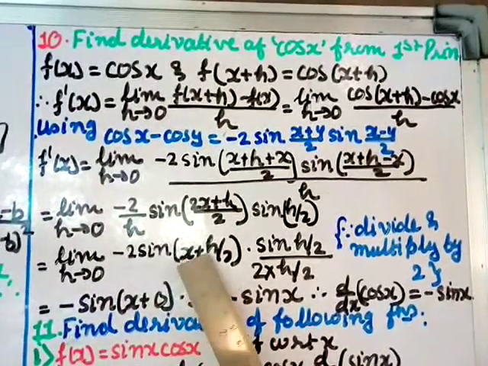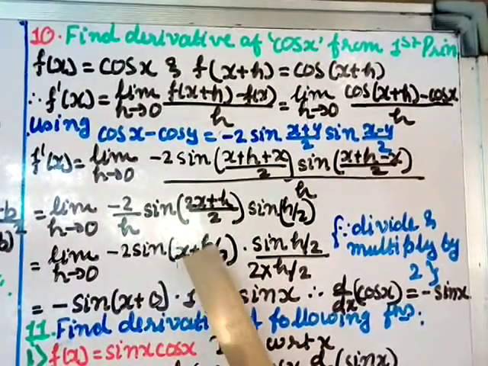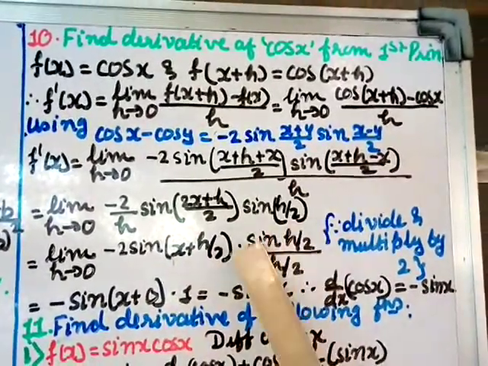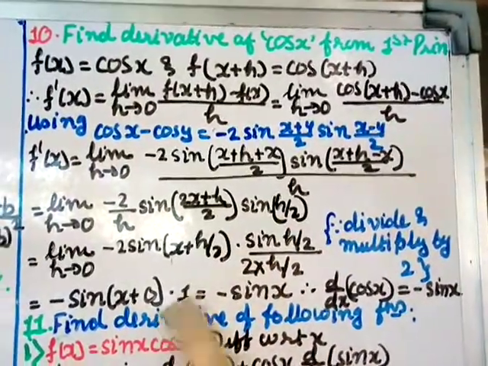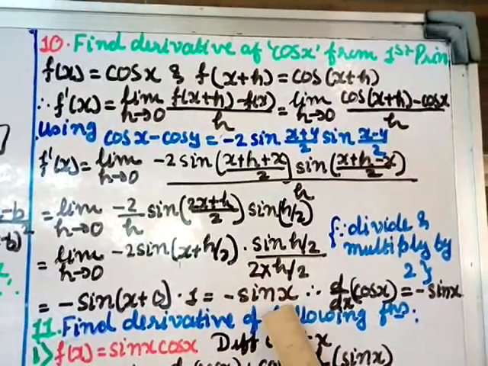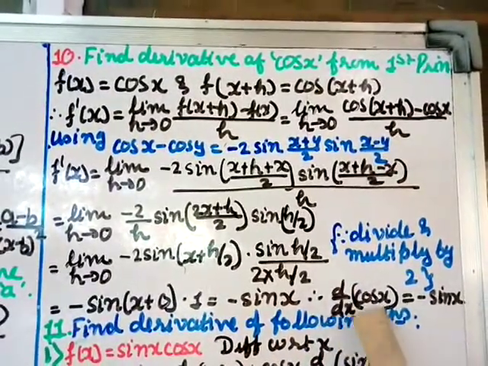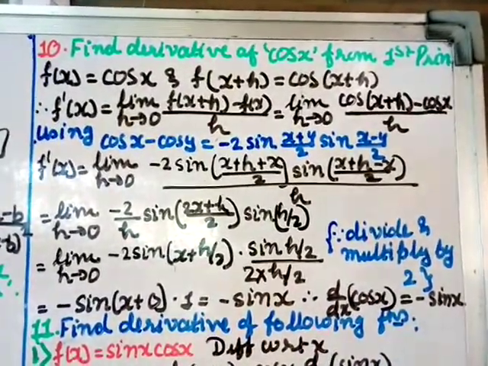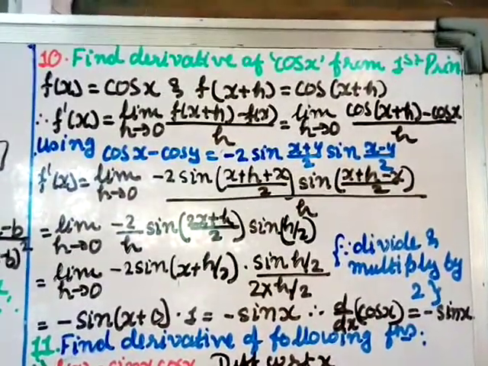So when you apply the limit here, sine x plus 0 by h, that is 0, into this limit is 1. Okay, this limit is 1, equal to minus sine x. So we have proved that derivative of cos x is equal to minus sine x. So that is the solution for question number 10.